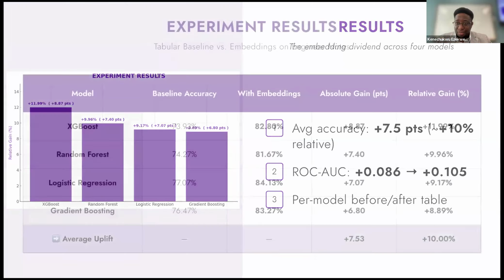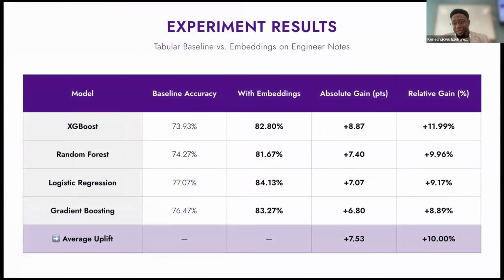Here is a breakdown of all the results we got for each of the models. We have the baseline accuracy, running it without embeddings, which, I mean, wasn't too bad. Then with the embeddings, you can notice a jump in the accuracy of the models, with XGBoost gaining the most and the models having an average of 10%.